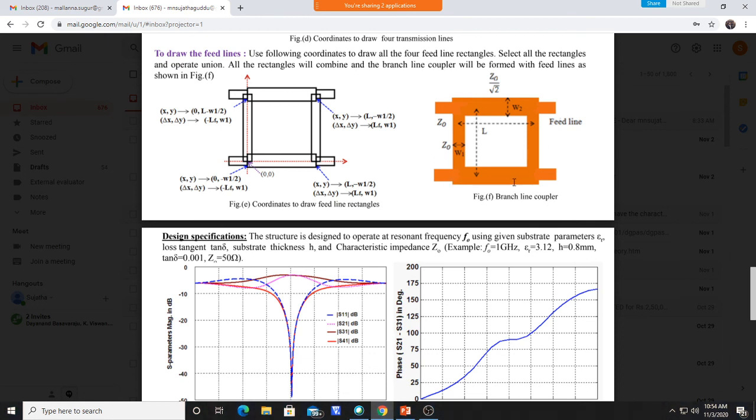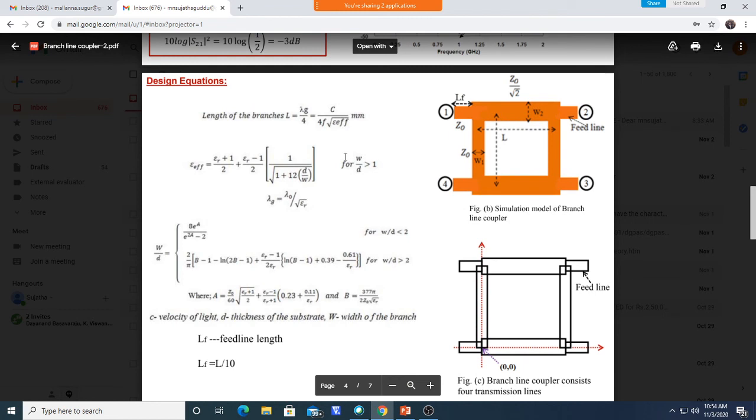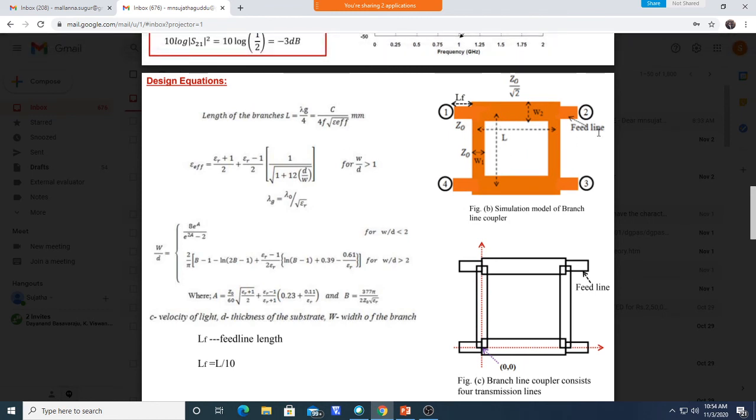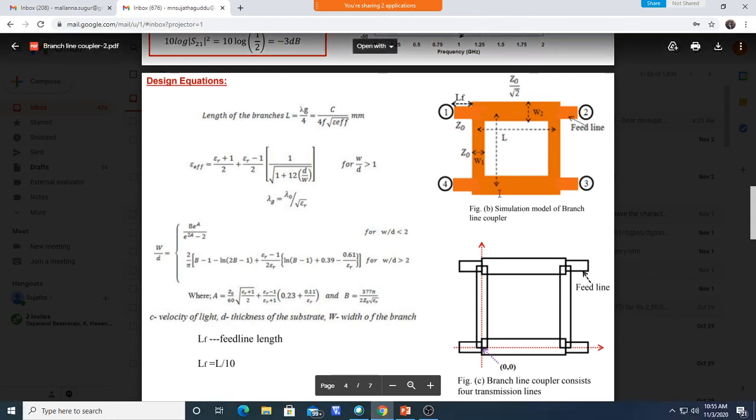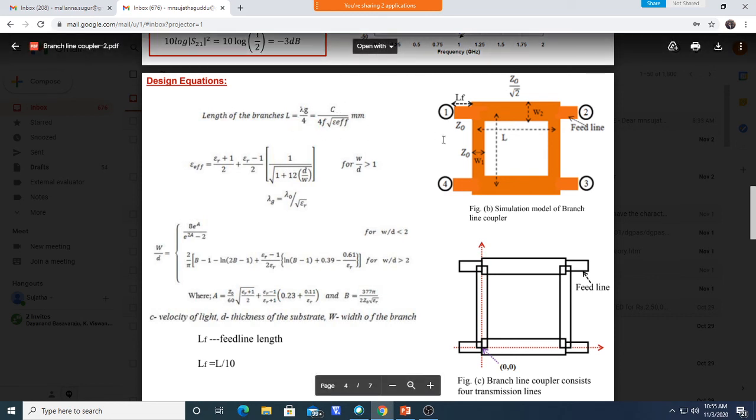Here is how to design it using the specification that I have given. What are the parameters you should get here? There are actually 4 transmission lines like this. This is one transmission line, this is another transmission line, there are 4: 1, 2, 3, 4. The length of the transmission lines is equal to lambda g by 4, that you should calculate from this equation.